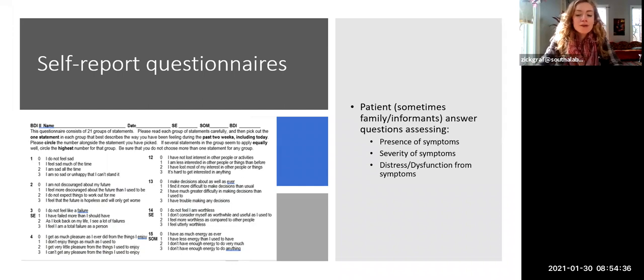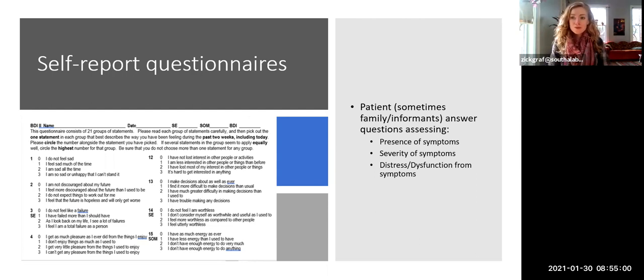Another part of a clinical diagnostic interview is often having the patient, or sometimes their family members, or in the case of kids, sometimes their teachers, answer questionnaires. These questions can assess whether or not a symptom is present. They can assess how severe or how intense the symptom is, and they can assess how much distress or how much dysfunction a given symptom is causing.